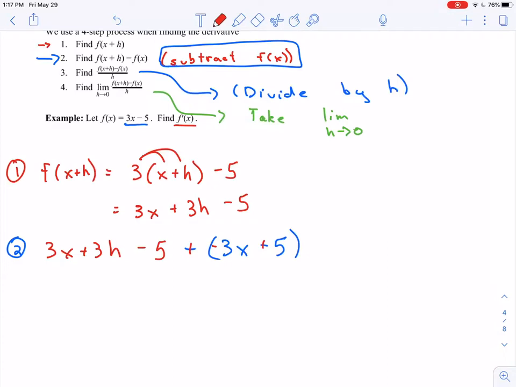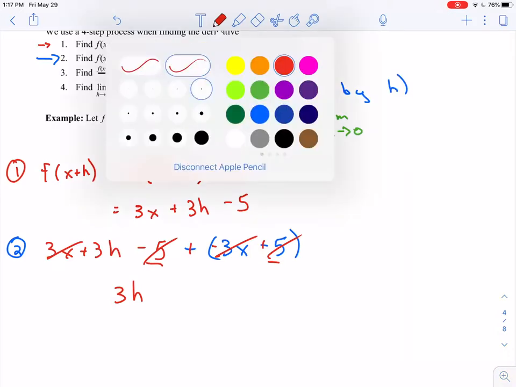So I look here, let's see, I've got 3x plus negative 3x, those two cancel out. Negative 5 plus positive 5, those two cancel out. So really the only thing I'm left with is 3h. That's all I've got. So okay, again, I've gotten to a point where I can't simplify this anymore, so I'm ready to move on to my next step.